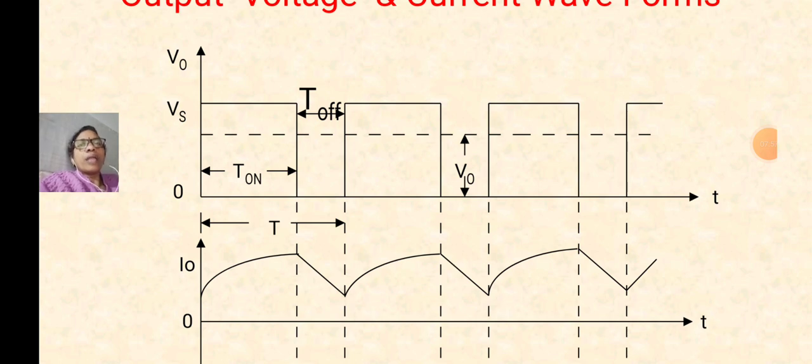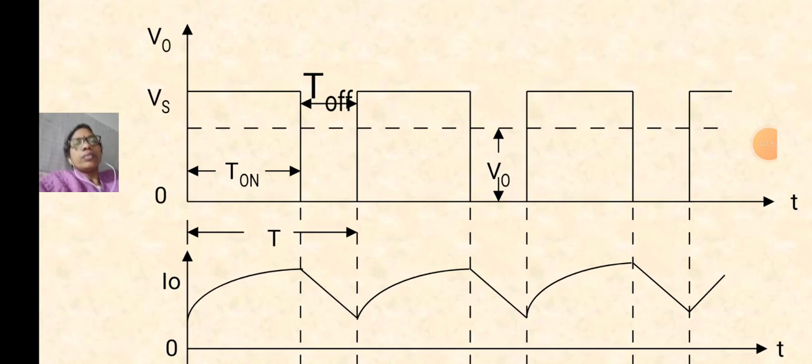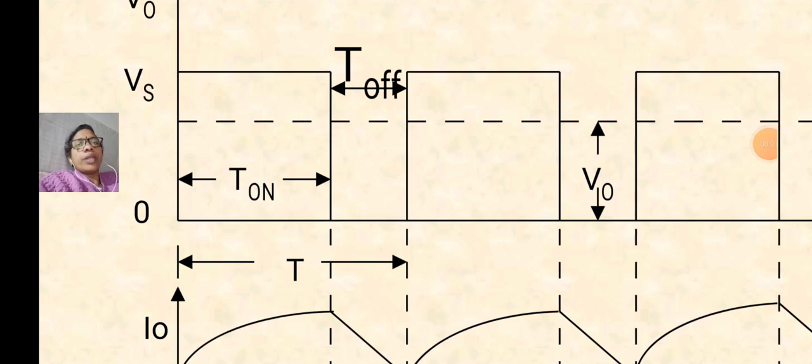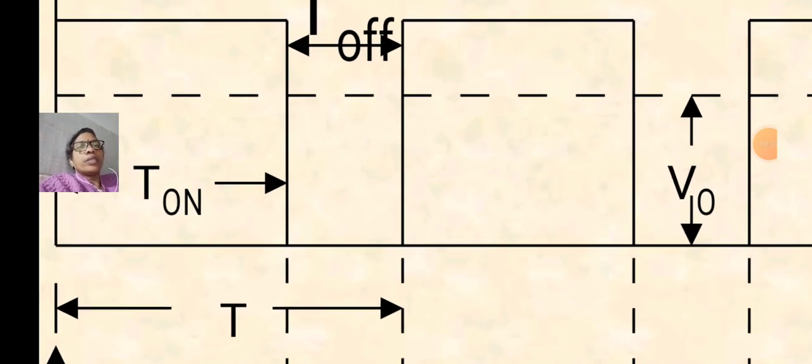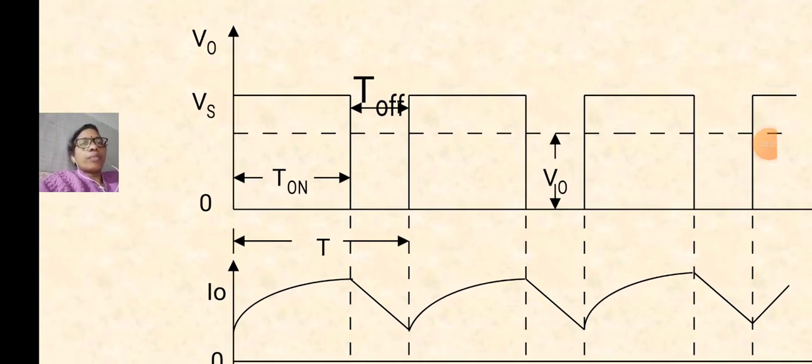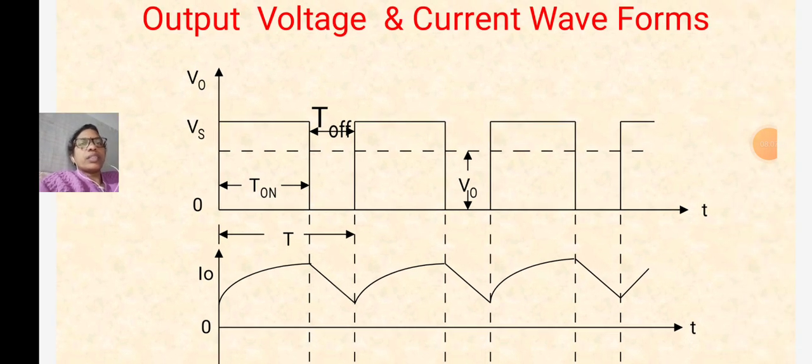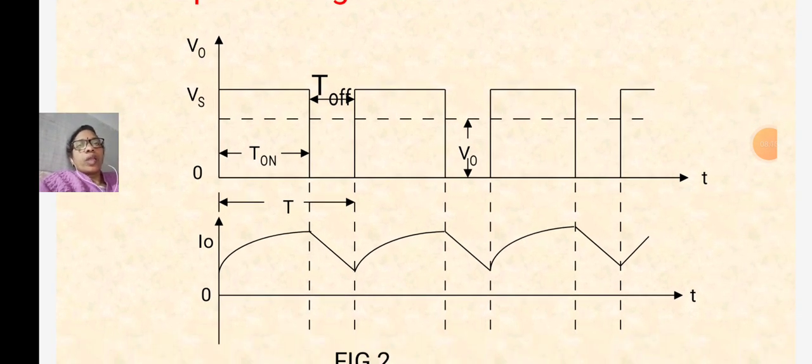In turn on time, this is the turn on time period, and the remaining period is the turn off time. The cycle will repeat, and this is the I naught output current that will be continuous.